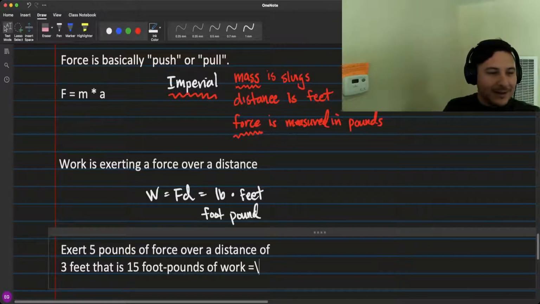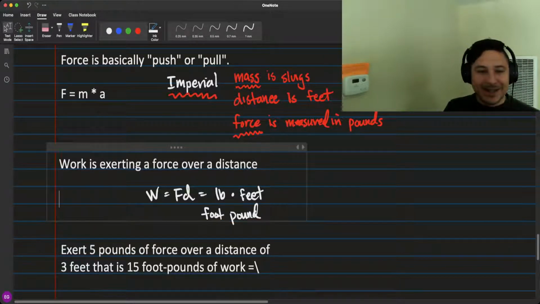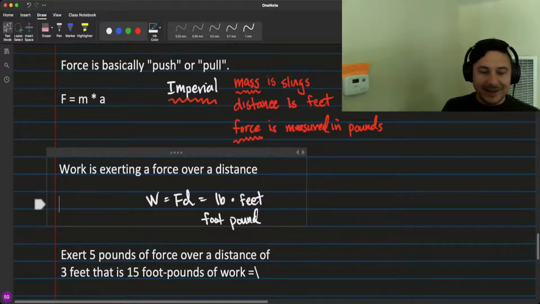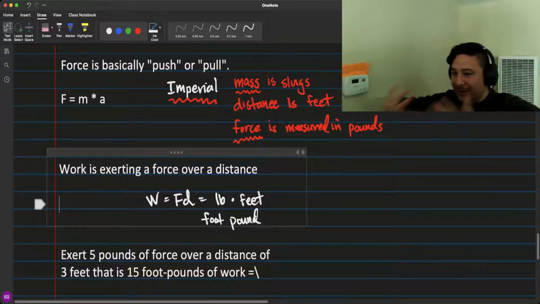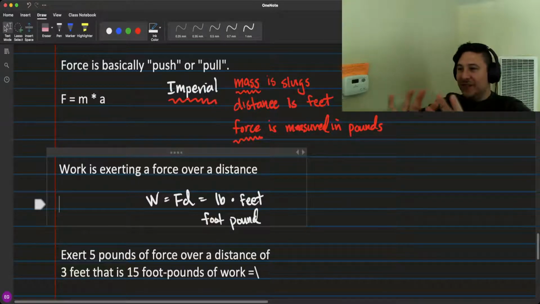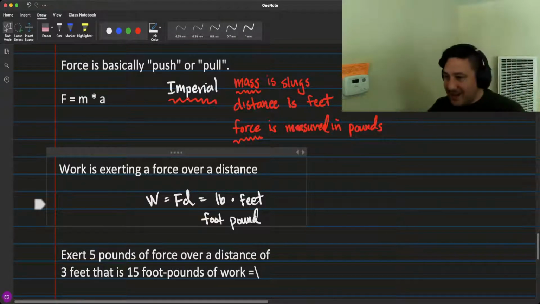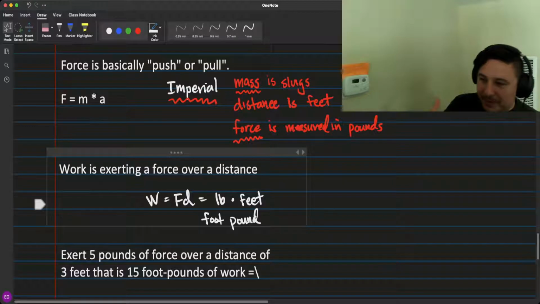It's that weird, right? Does that make sense? You can imagine there's a box and you're pushing it with 5 pounds of force and you push it for 3 feet. We would say at the end of that you did 15 foot-pounds of work.